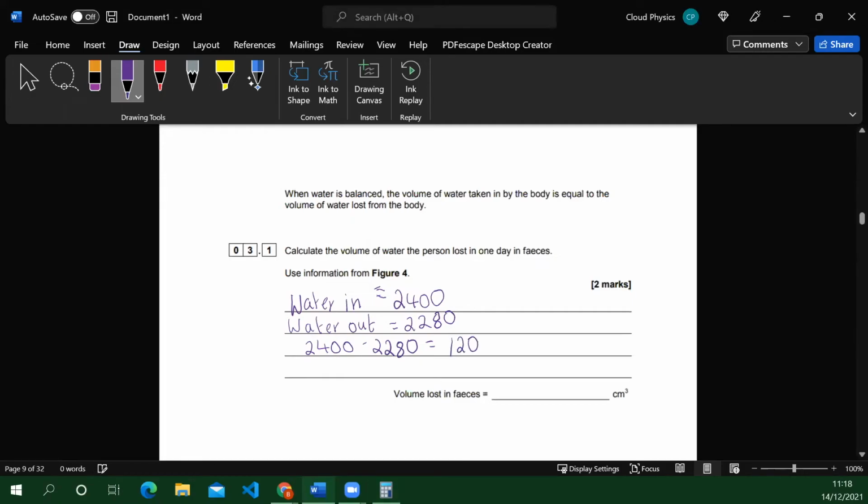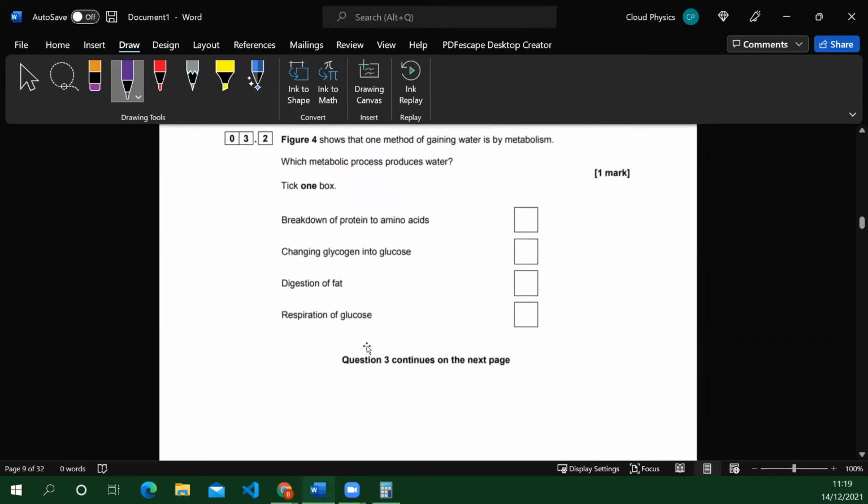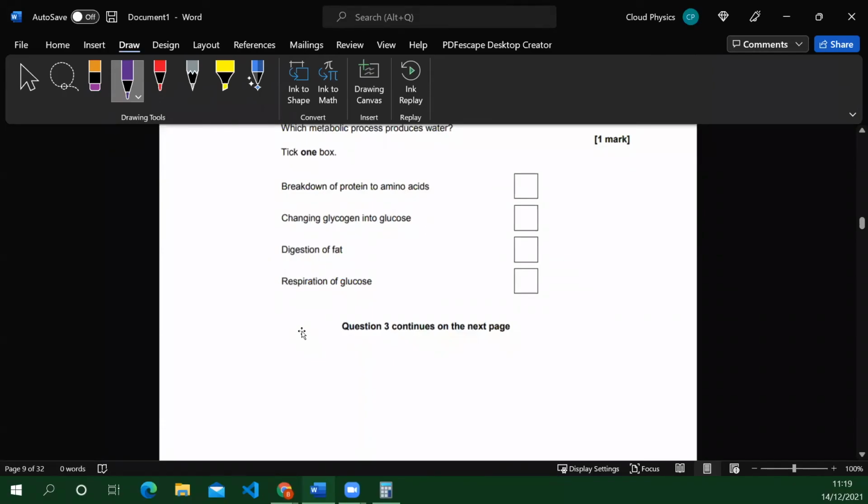So that's actually quite easy marks, and it could be a maths paper, couldn't it? You don't even have to know anything about biology, just to know that it adds up to something. Right, okay, 3.2. Figure 4 shows that one method of gaining water is by metabolism. What metabolic process produces water? Oh, that's interesting. Breakdown of protein to amino acids, not known to produce water. Changing glycogen into glucose, digestion of fat, or respiration of glucose. Right, okay, respiration is like burning something, basically. When you burn something, you always produce water. If you burn fossil fuels, it also produces water, so it's respiration. Only one to tick there.